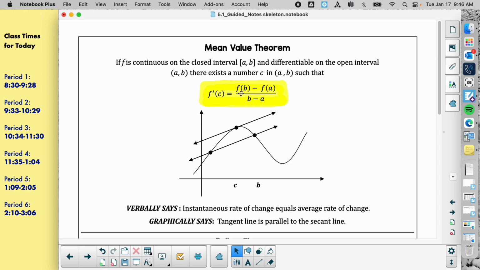Our goal sometimes will be to find this c value. Other times you'll just be asked if they're guaranteed to be one. There's going to be different kinds of questions given, but this is the mean value theorem in a formula. It is traditionally written in the problems.